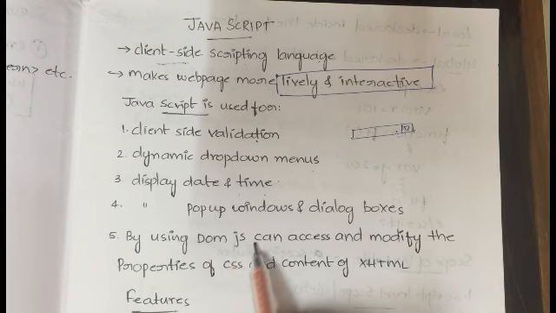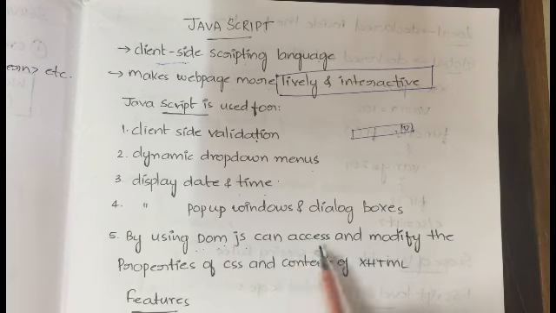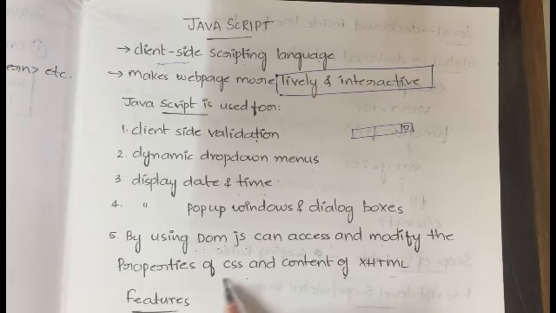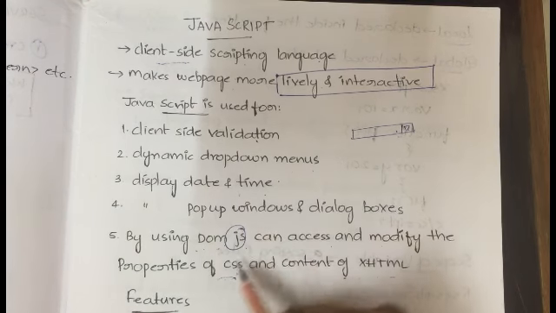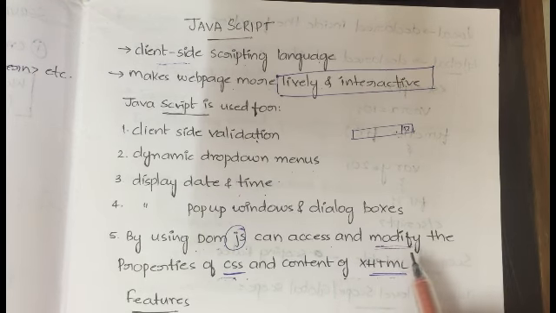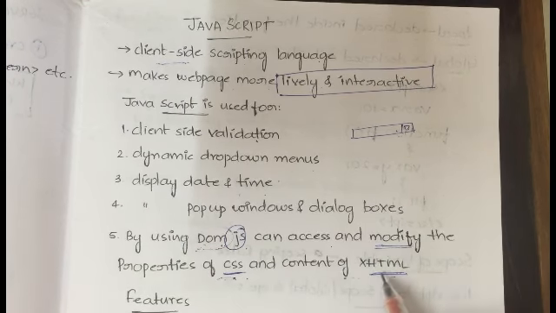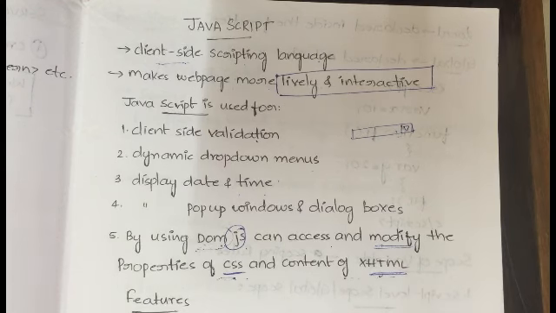And by using DOM, DOM stands for document object model. By using the document object model in JavaScript, we can access and modify the properties of CSS and the contents of XHTML. In CSS or in XHTML, we will be having some content, right? So JavaScript will access the content present in these technologies, and it will modify the properties by using DOM. By using the document object model, it will communicate with CSS and XHTML. It will take the data from them and modify the data, right? So these are the uses of JavaScript.